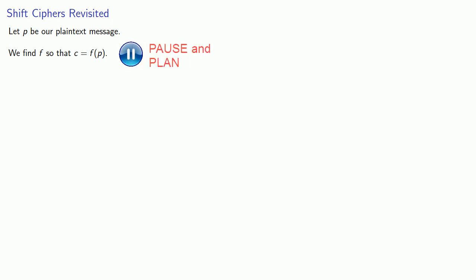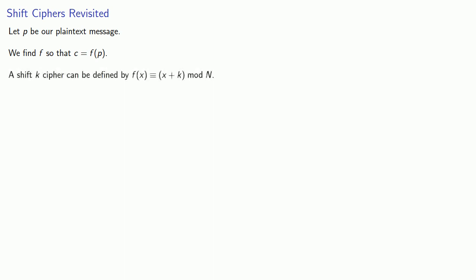So let's go back to our shift ciphers. So let P be our plain text message. We want to find a function f. So our ciphertext message is a function of the plain text message. And with a little bit of thought, we've realized that a shift k cipher can be defined by f of x as congruent to x plus k mod n.